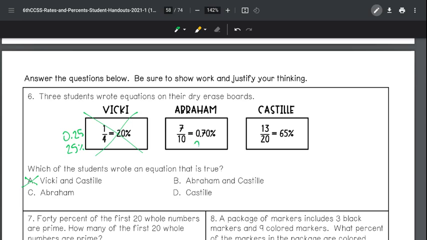7/10 is 0.70, and if you multiply that by 100, you get 70%. 70% and 0.70% are not the same thing. Okay? That is 100 times smaller and 100 times bigger. So Abraham is also incorrect. Anything with Abraham is incorrect. 13 divided by 20 is 0.65, which is 65%. That's why D, Castile, is correct.